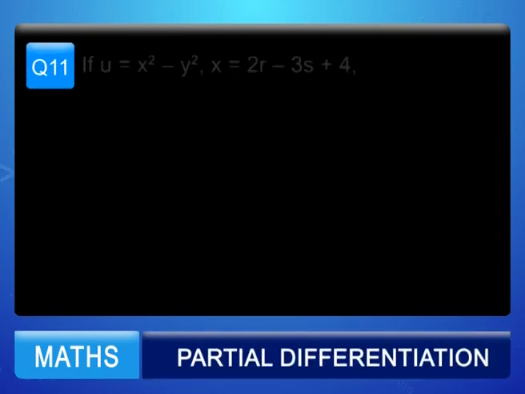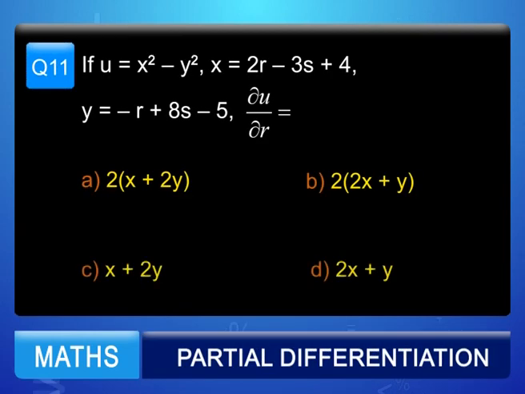U is equal to x square minus y squared. X is equal to 2r minus 3s plus 4. Y is equal to minus r plus 8s minus 5 and we want dou u by dou r.